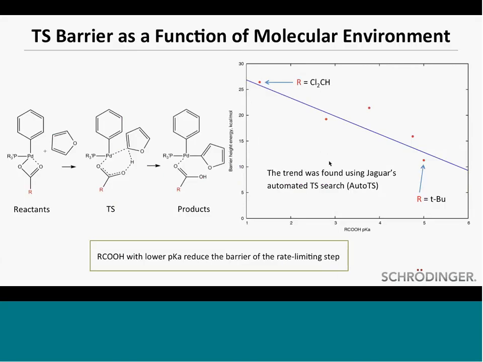And so what we can do is start to look at more subtle effects. If you look at this series of reactions, what we're varying is the R group, shown here in red. And as we vary the R group, we find that the barrier height also changes. This makes sense. But you can also calculate the pKa, the acidity of that R group, and you can see that there's a really nice trend.